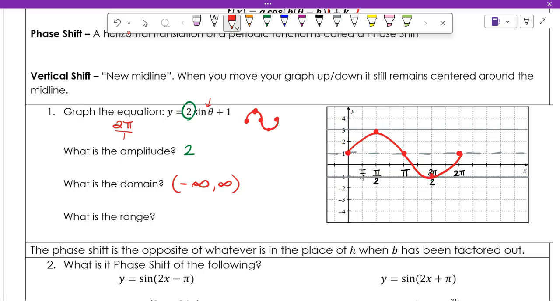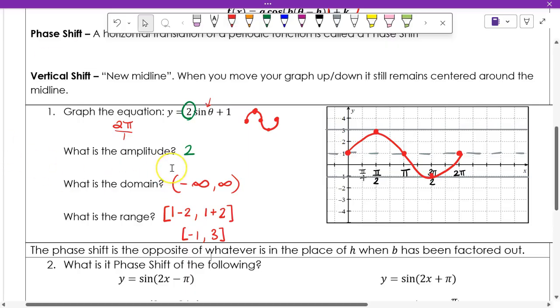The range is going to be that minimum to maximum. The minimum point is found by taking your midline, whatever that is, and subtracting the amplitude. In this case, I would do 1 minus 2. Then I would take the midline and add the amplitude. It's always been plus or minus amplitude up to this point because the midline has always been at y equals 0. But here, 1 minus 2 gives me -1, and 1 plus 2 gives me 3, which matches the range I have here from -1 to 3.